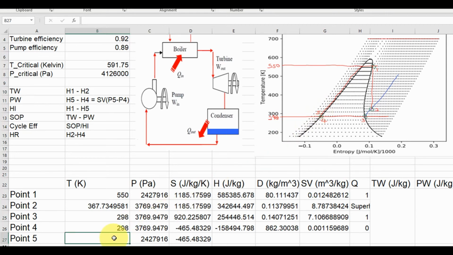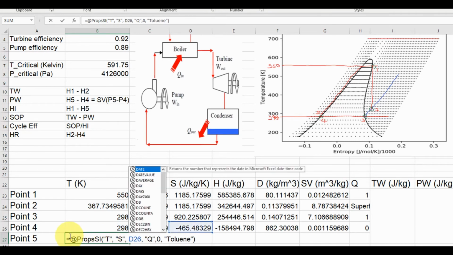So the temperature at this point becomes, so I'll paste this again. So we use the known to find the unknown. So we are looking for the temperature, and we know the entropy, which is the same as the entropy at point 4. We know the entropy at point 5. So this will be D27. So this is D27.